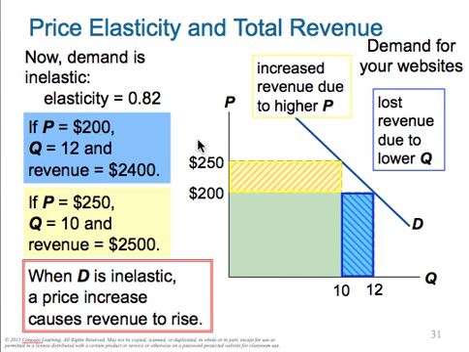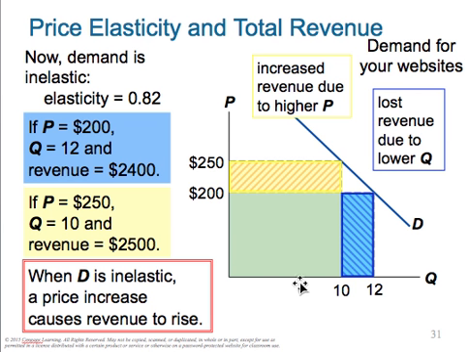The increased revenue due to a higher P, again, is illustrated here. So let's go back. 200 times 12, that was the original. This whole box here was the original. You raise your price to 250. It's the demand curve here. Now this box is the original. Okay. The lost revenue is in blue and the gained revenue is in yellow. And we know from our calculations over here, revenue overall went up.